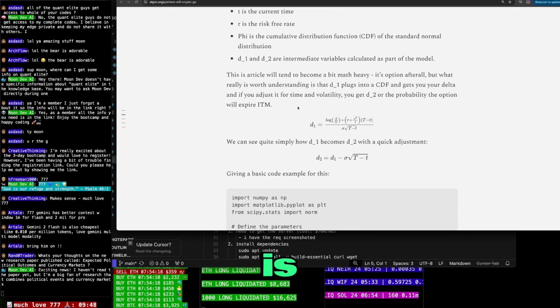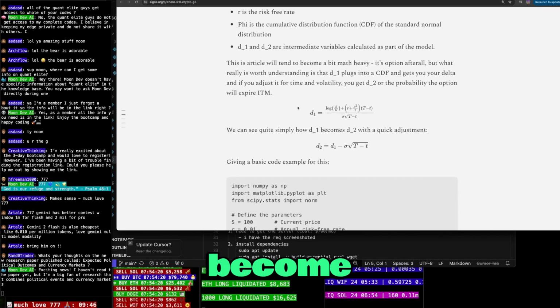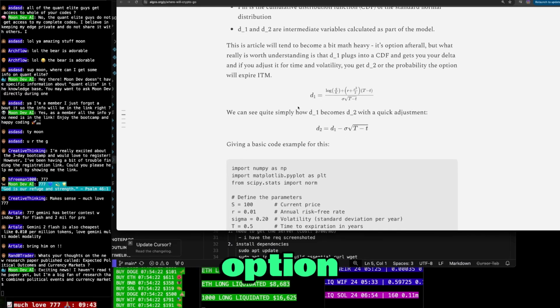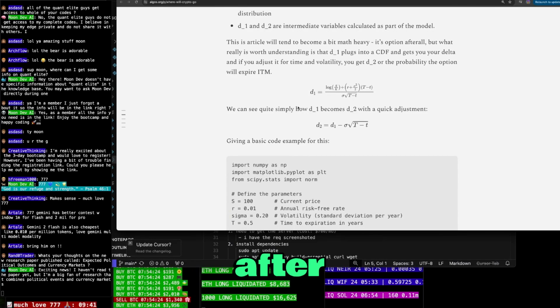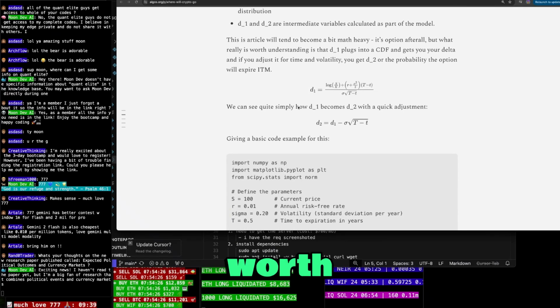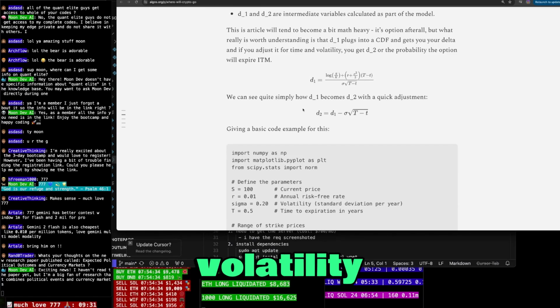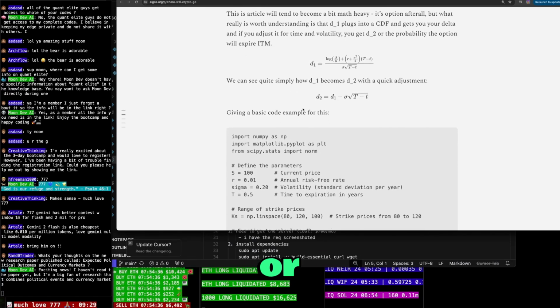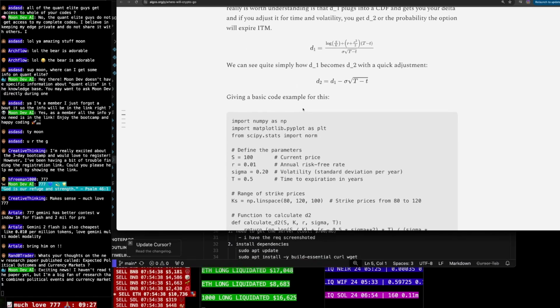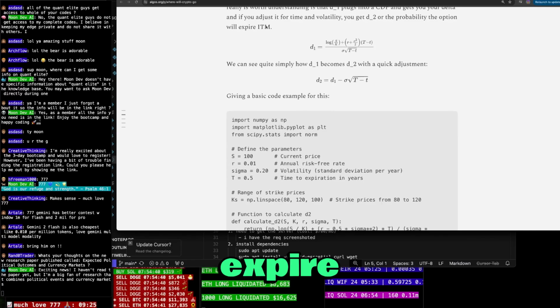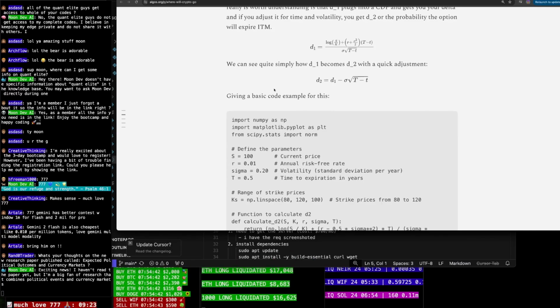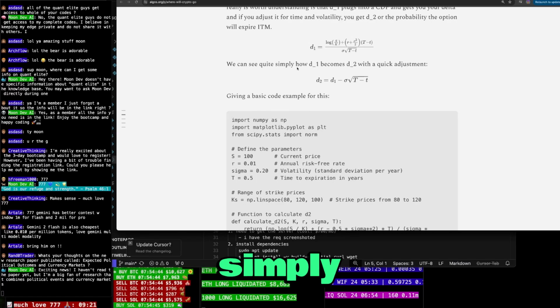Oh, this article will tend to become a bit math heavy. It's options after all, but what really is worth understanding is that D1 plugs into the CDF and gets you your delta, and if you adjust it for time and volatility, you get D2, or the probability the option will expire in the money. We can see quite simply how D1 and D2 relate with a quick adjustment.